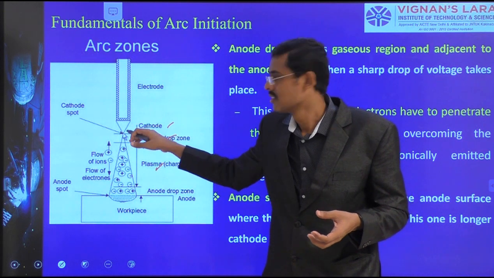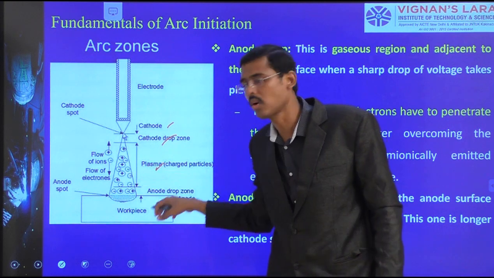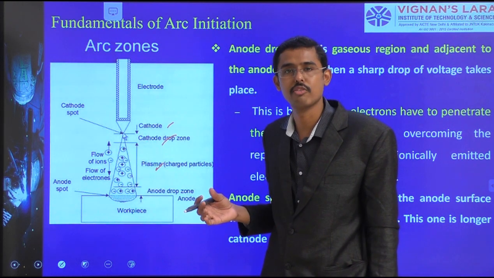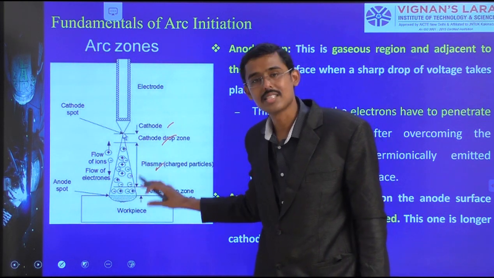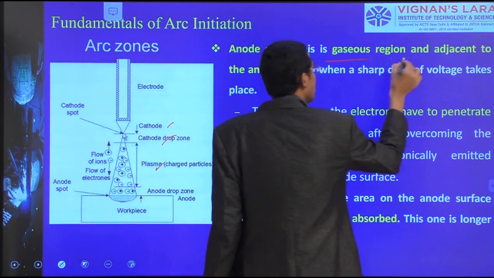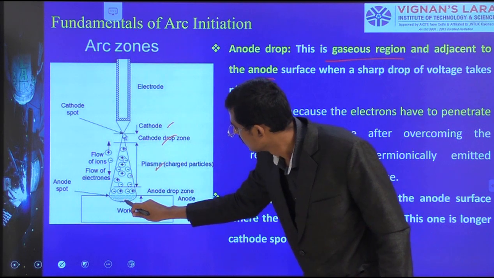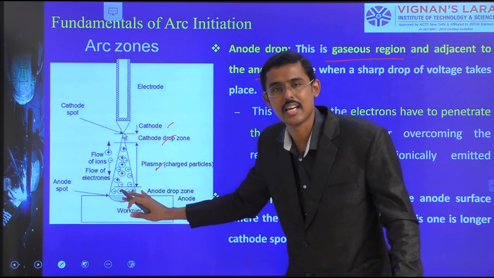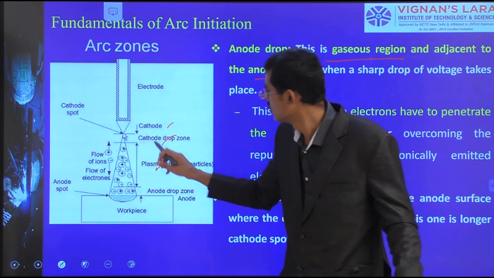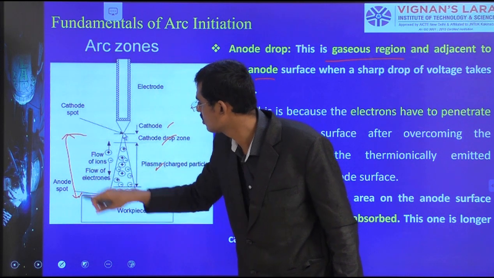It means the released electrons are colliding with the gaseous molecules present in the air gap between the workpiece and the electrode, and therefore this generates heat. Okay, the anode drop zone. This is the gaseous region adjacent to the anode. What is this? It is also a gaseous zone. Above the workpiece is a gaseous zone, which means air zone. Below the electrode is a gaseous zone, that is nothing but an air zone. So all of this belongs to the air zone.